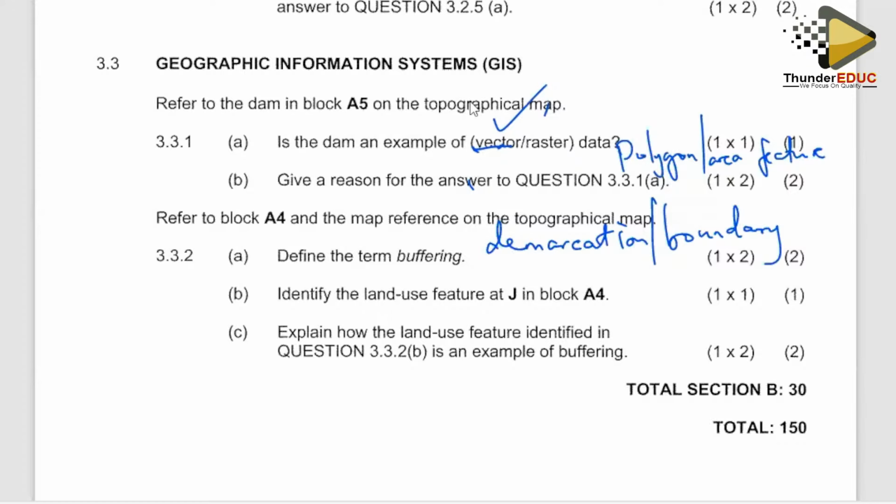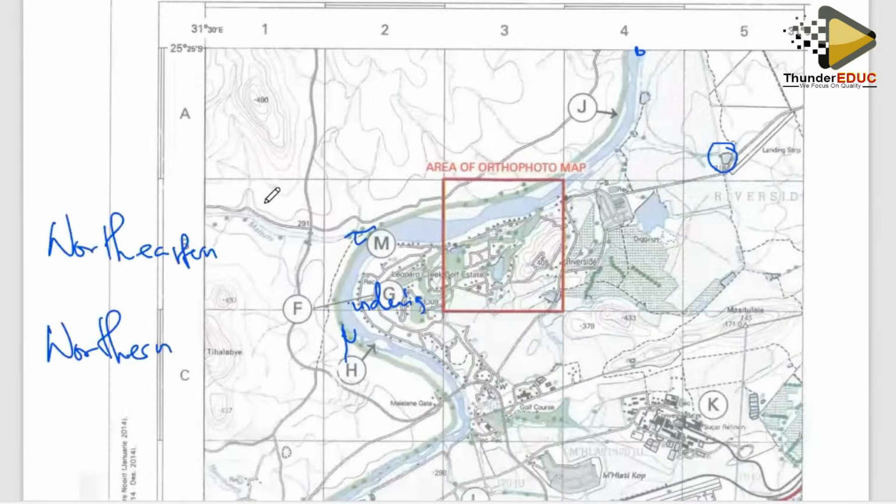Identify the land use feature at J in block A form. Right, we are referring to a topographic map. Let's go to block A form. J here, this green shade along the river. You see there's a green shade along this whole river here. So our J is referring to this green shade.